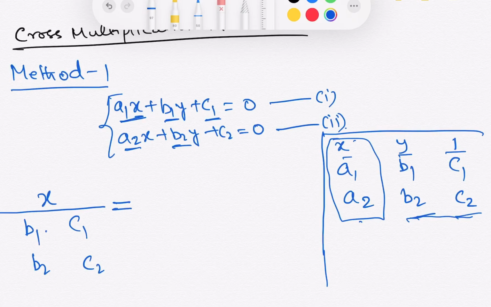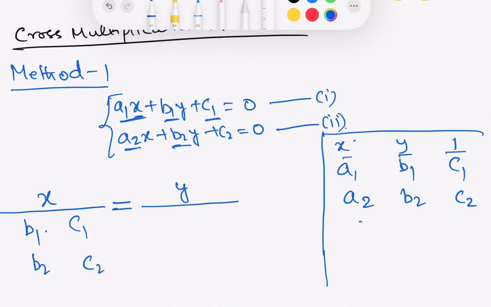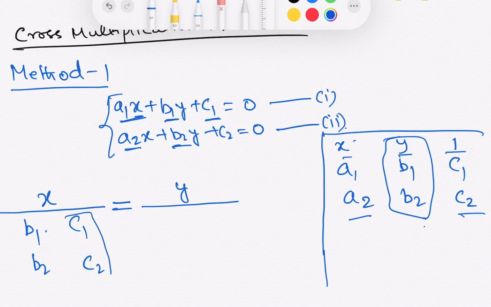Then the y variable portion. Now you write y, then divided by. When you deal with the y variable, you don't look at the y column. We consider only the x variable part and the constant part. In the simplest form, first you shift the last column here, c1, c2.